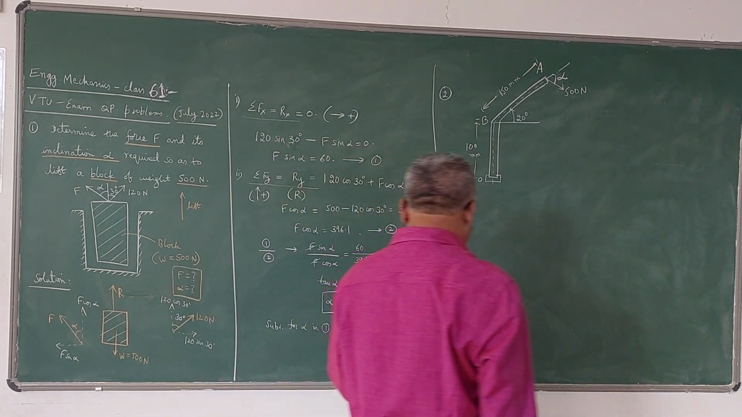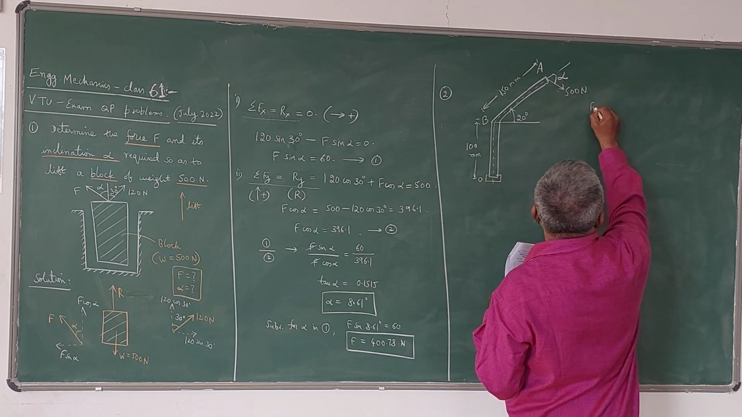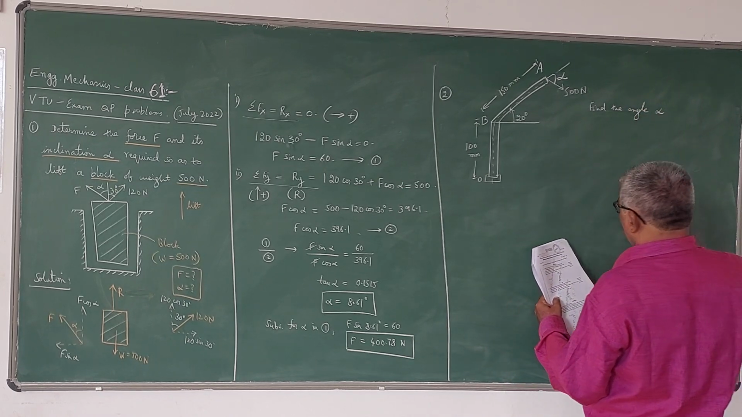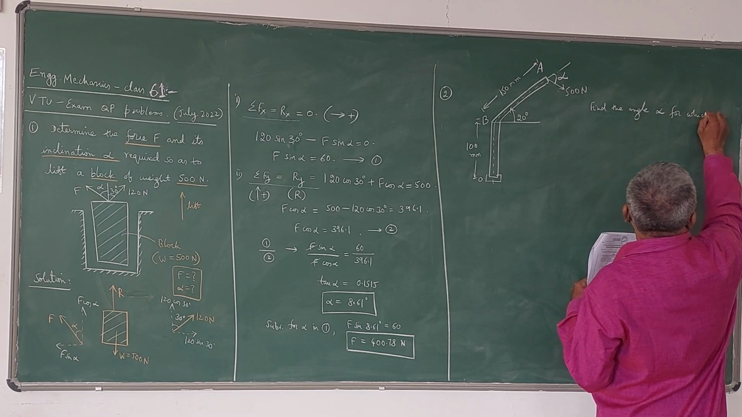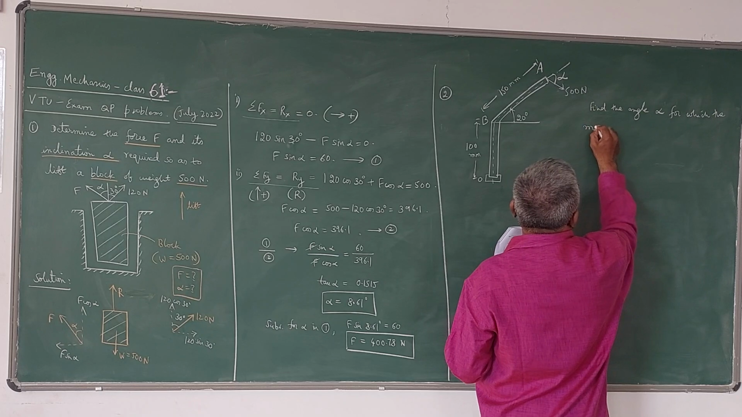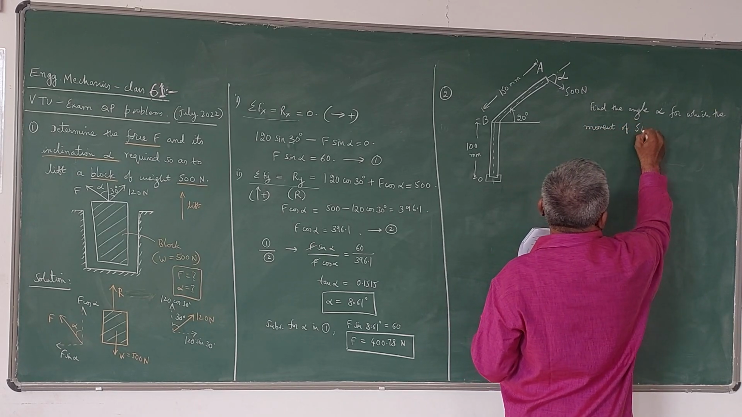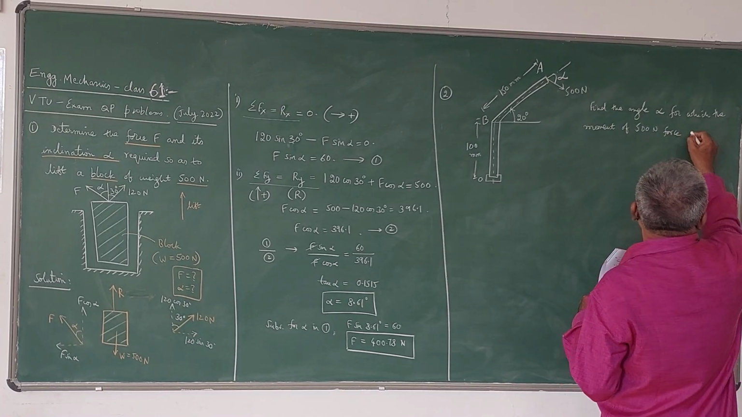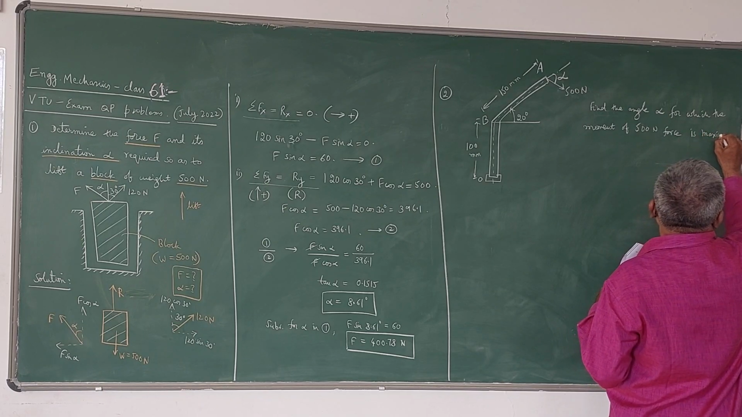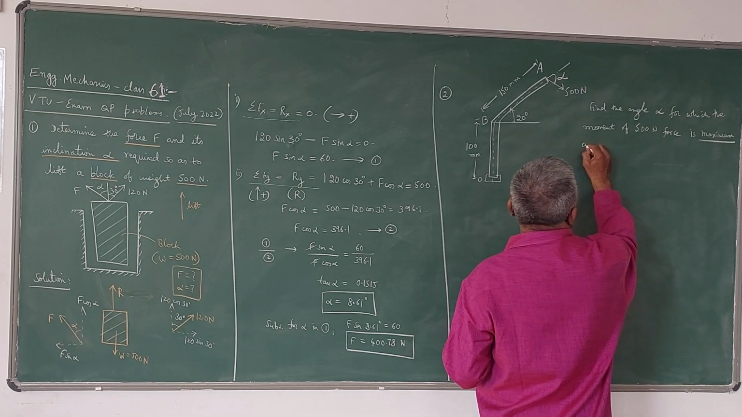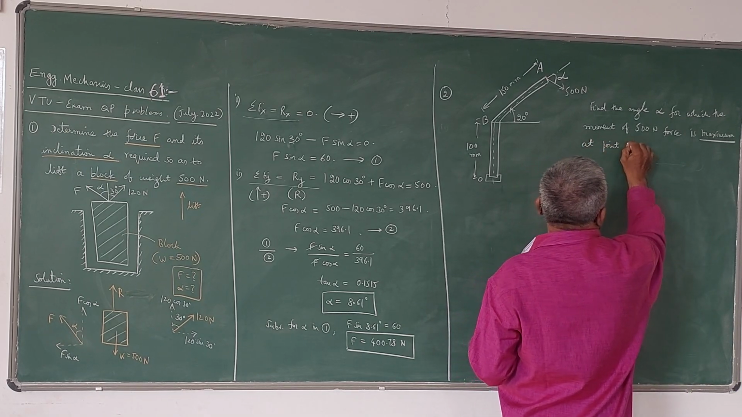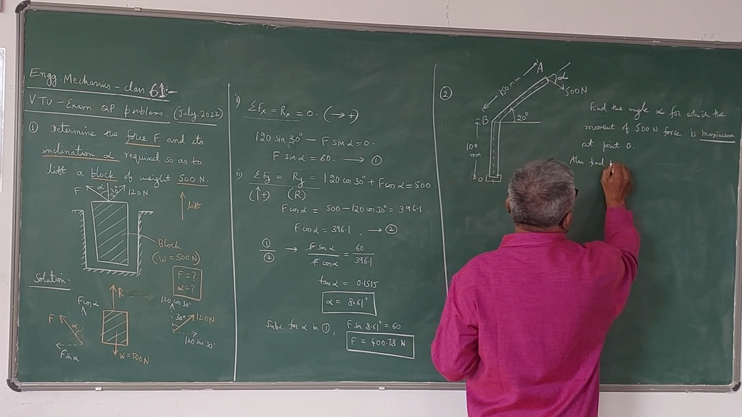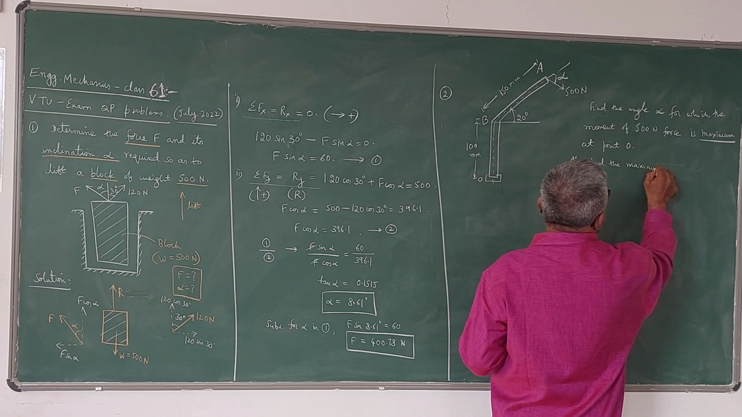Now the question here is determine the angle alpha for which the moment of the 500 Newton force is maximum at point O. Moment is maximum at point O. Also find the maximum moment.